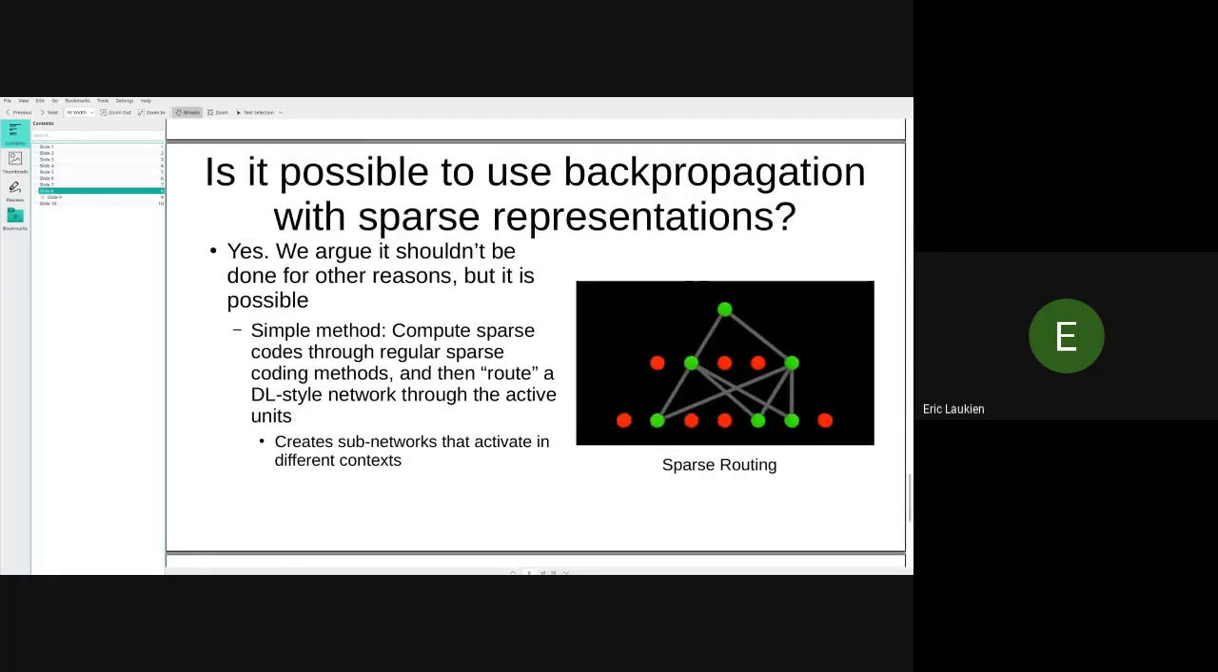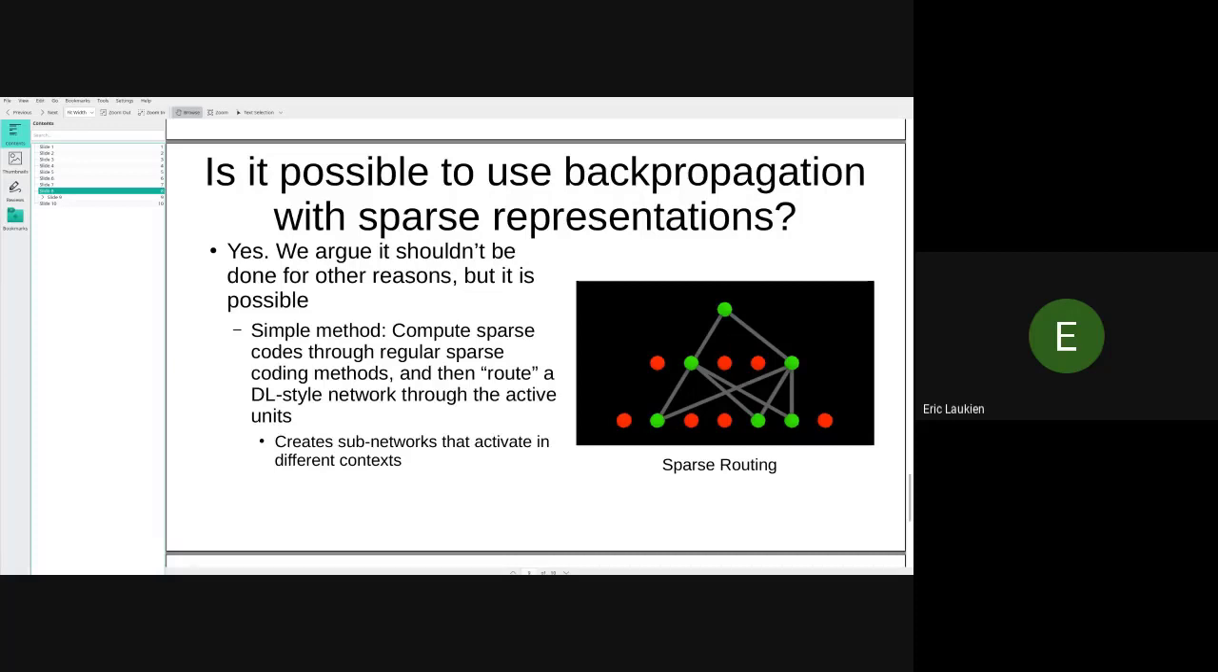Now the question is, is it possible to just use backprop with these sparse representations? I mean, Subutai proposed one method, but we still don't think it's really a good idea for other reasons. But there's actually another method that is a bit different from what Subutai mentioned, which is that you just compute sparse codes with regular sparse coding algorithms in an unsupervised hierarchy, and then you just route a deep neural network through the active units. So it basically selects subnetworks of the deep neural network.